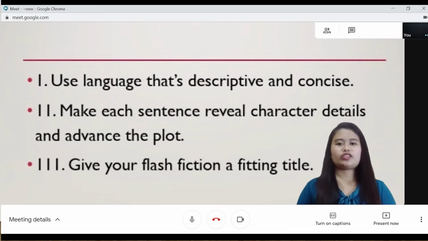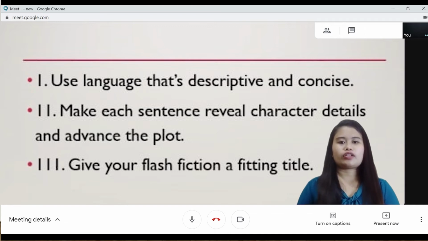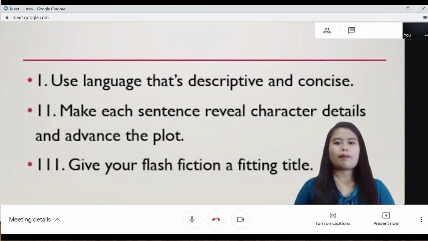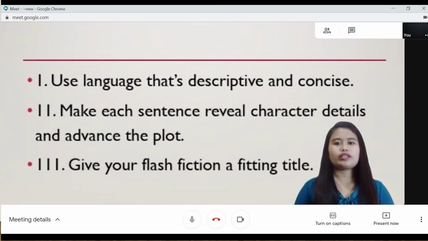And the last one is to give your flash fiction a fitting title. Your title should reflect the main ideas or conflict of your story. Brainstorm your theme and the elements of your story to see how you can combine them to make your title. Think of something catchy and easy to read so your reader is more likely to remember it.